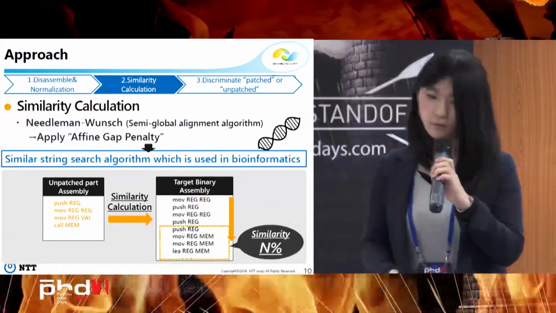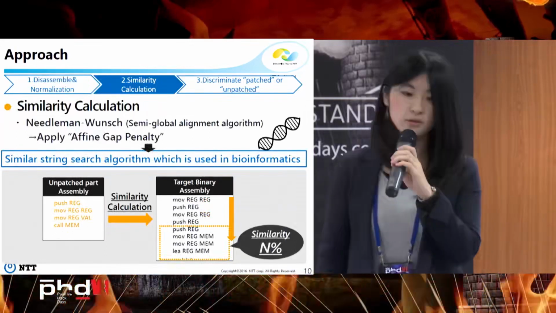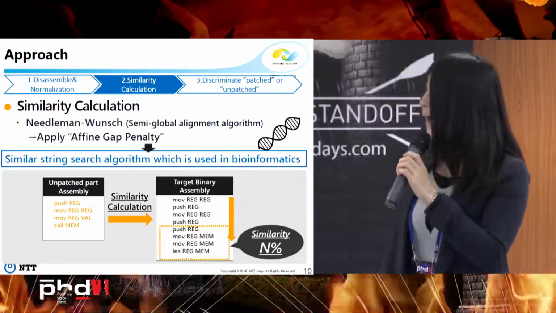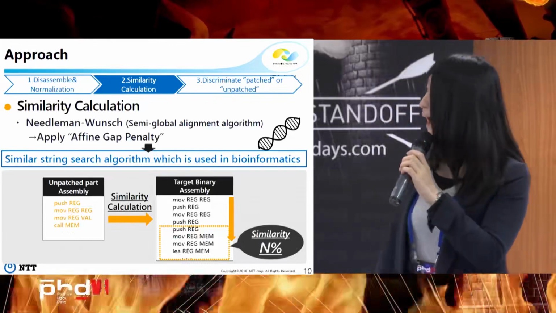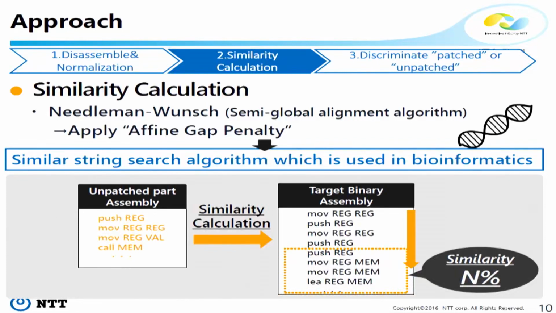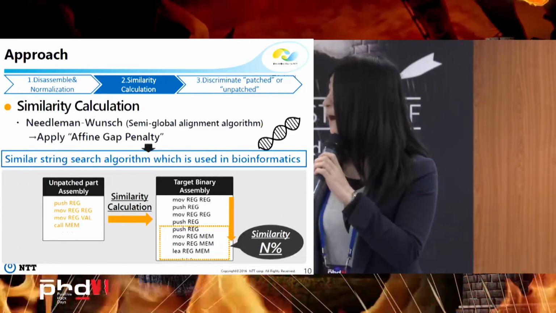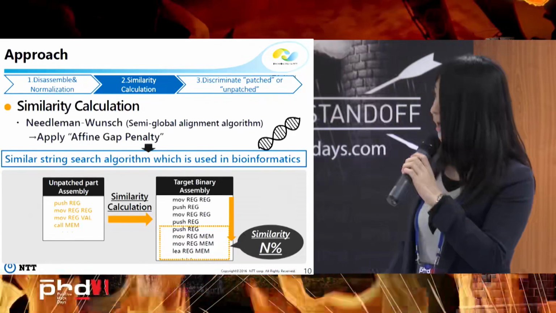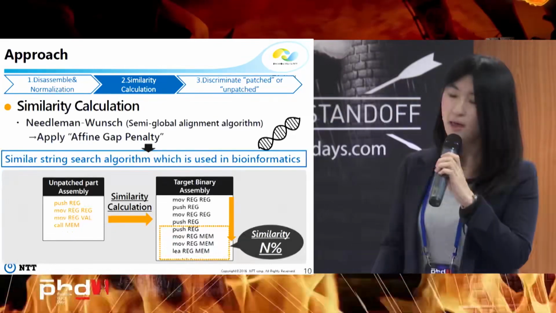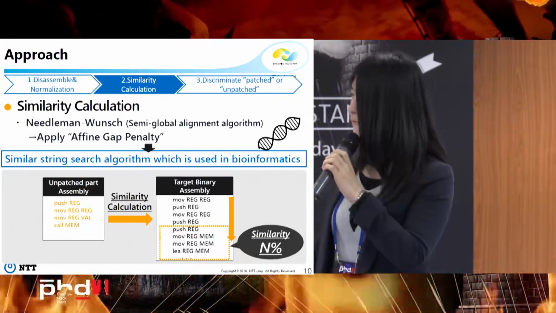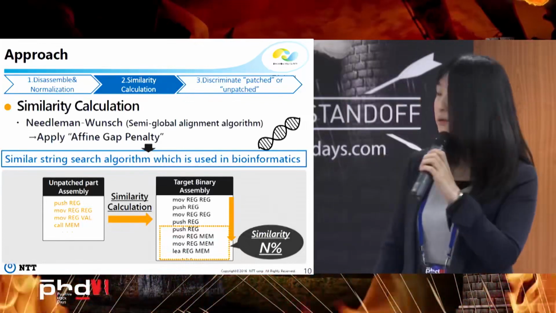Yes. So next, I want to talk about the similarity calculation step. At the similarity calculation step, I used an algorithm called Needleman-Wunsch. The Needleman-Wunsch algorithm is a similar string search algorithm used in bioinformatics, like finding a similar part in DNA. Using this algorithm, I applied the affine gap penalty, which is also used in the bioinformatics field. And this is one of the score calculation mechanisms in Needleman-Wunsch.